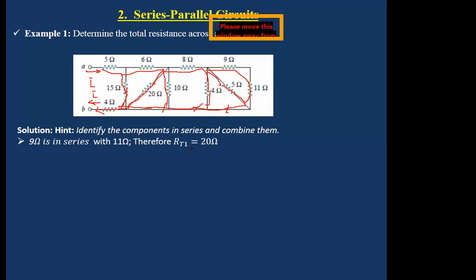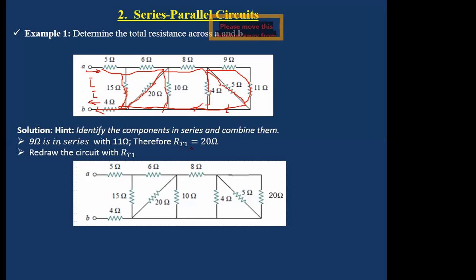If you observe, we'll realize that the 9 ohm resistor is in series with the 11 ohm resistor. Therefore, the total resistance of the combination, which I called RT1, is equal to 20 ohms. After that, you redraw the circuit with RT1. So this is now your RT1. We have a new circuit now. Then we look for components that are in series. You observe that there are no more components in series.